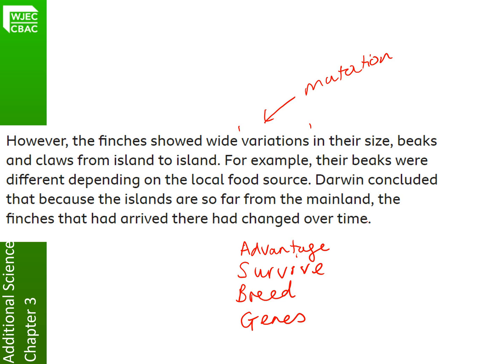So Darwin concluded that because the islands are so far from the mainland, the finches that had arrived there had changed over the time that they'd been there. So each finch on each island had adapted, perhaps because a mutation was an advantage to them. That gave them a difference in what they looked like and how they behaved. It helped them to survive, breed, and pass their genes on.